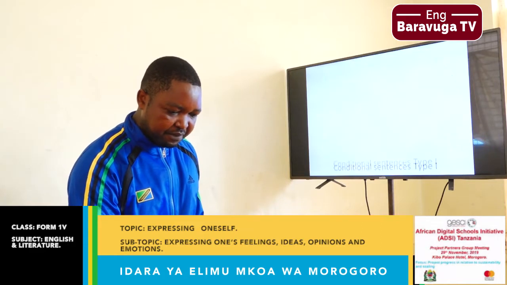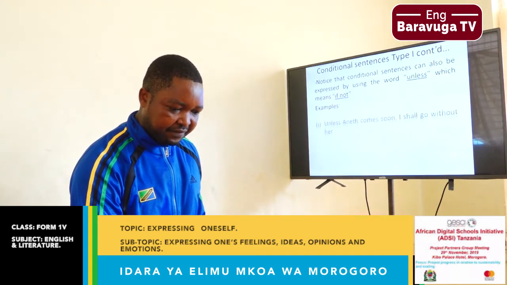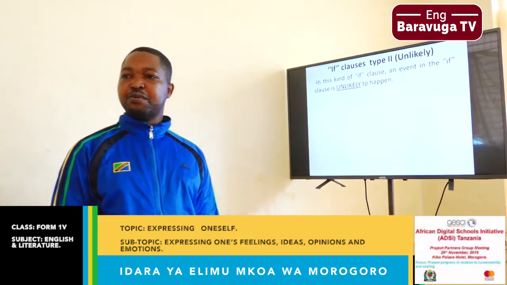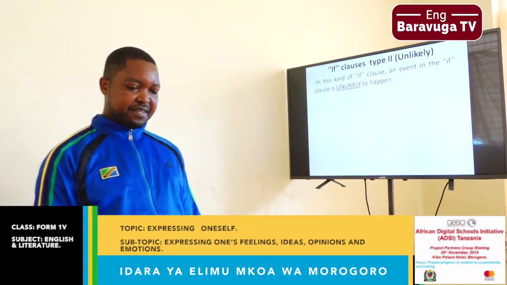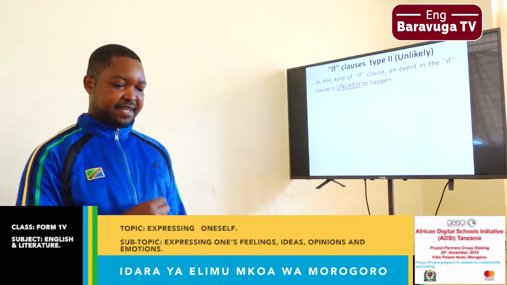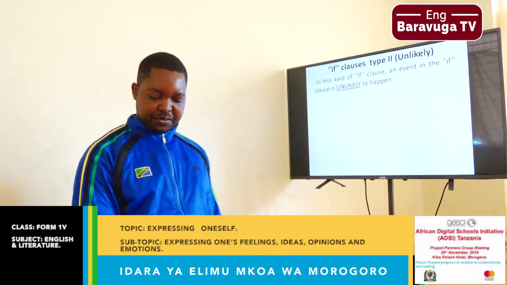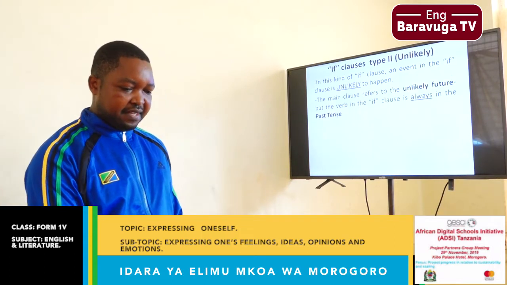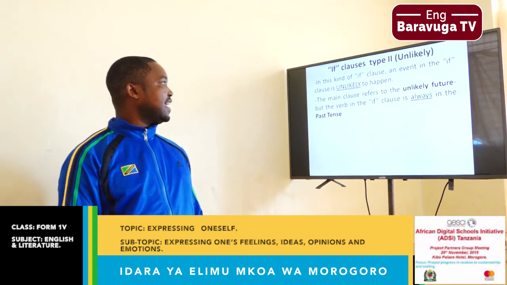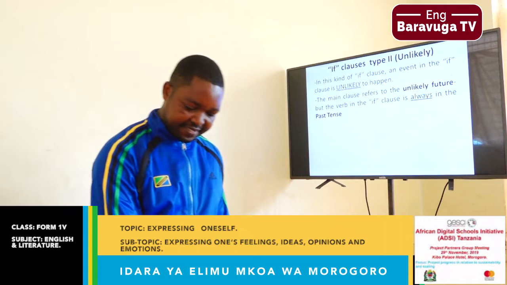That is for the case of conditional sentence type 1. As for conditional sentence type 2, it shows an unlikely condition. That is, there is a probability of something happening. In this kind of if clause, an event in the if clause is unlikely to happen, and the main clause refers to the unlikely future, but the verb in the if clause is always in the past tense.